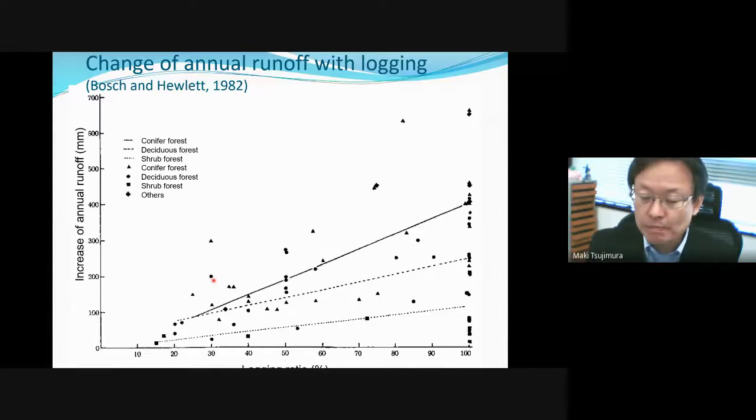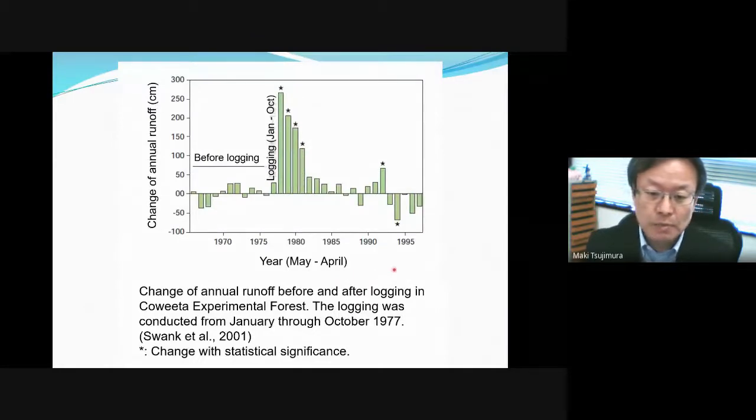This is one of the important results from the field of forest hydrology. More specifically, this is coming from Swank et al. 2001 from Coweeta Experimental Forest. They performed logging in 1977, here from January to October. This is before logging, okay?